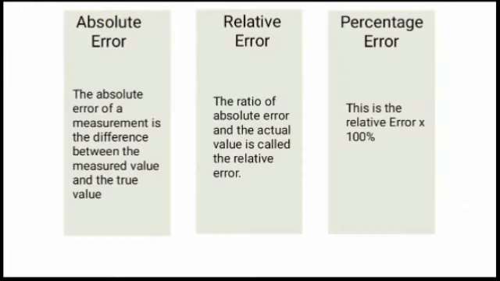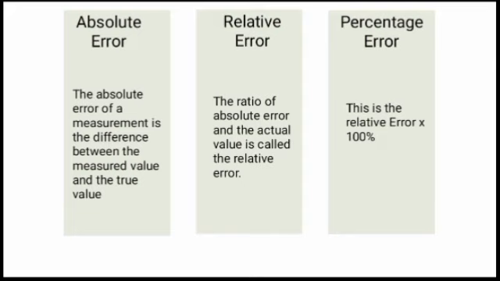Absolute error. The absolute error of a measurement is the difference between the measured value and the true value. Hence, the absolute error is the difference between a measured value and the true value of a quantity. The relative error is the ratio of absolute error and the actual value. Yes, this is called the relative error. The relative error tells us of the magnitude of the absolute error. And if the absolute error increases, the relative error increases.